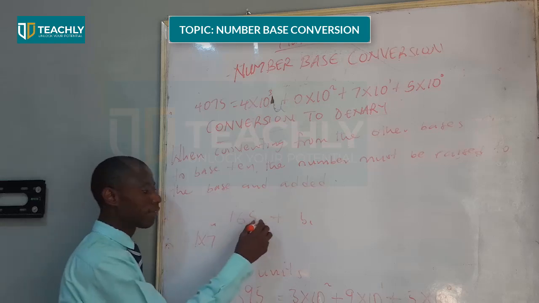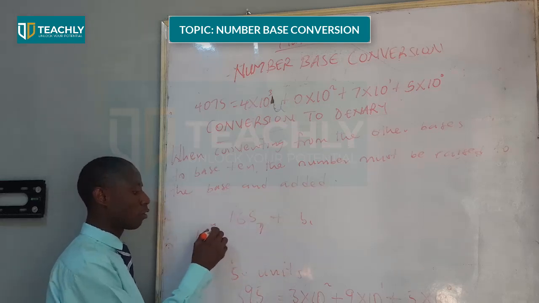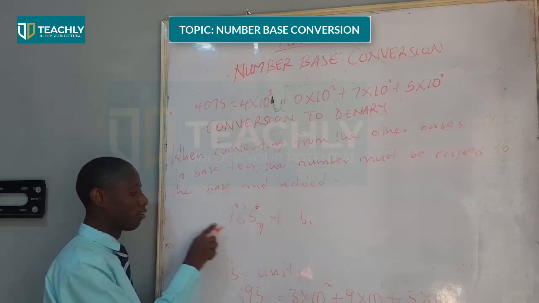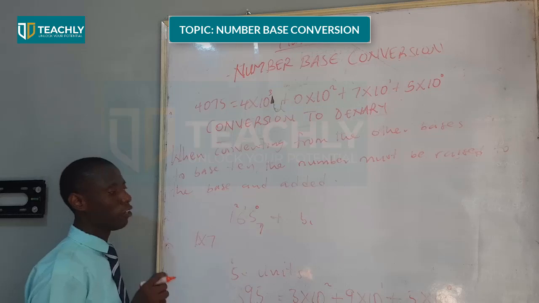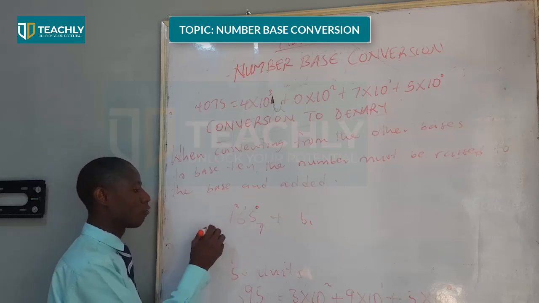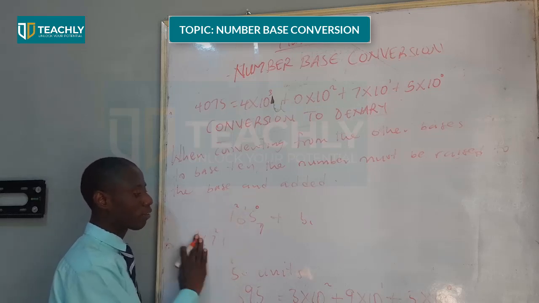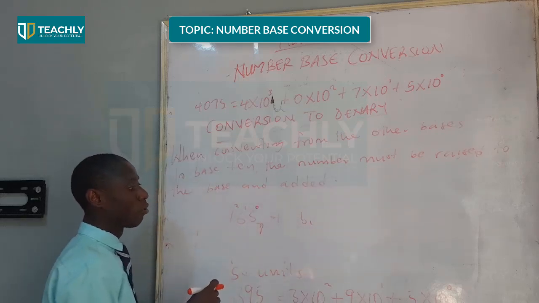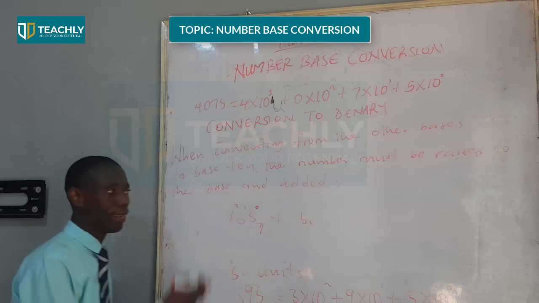So since it's in base 7, you are going to say 1 times 7 raised by what? You are going to number the digits 0, 1, 2. You are going to raise the base by the number you see on top of each digit. So you're going to go to 1 times 7 raised to 2, plus. So that is what this is saying. And then what are we going to do? We're going to add it all up.